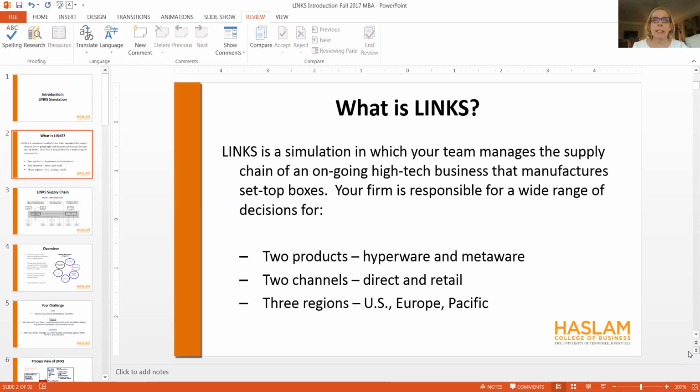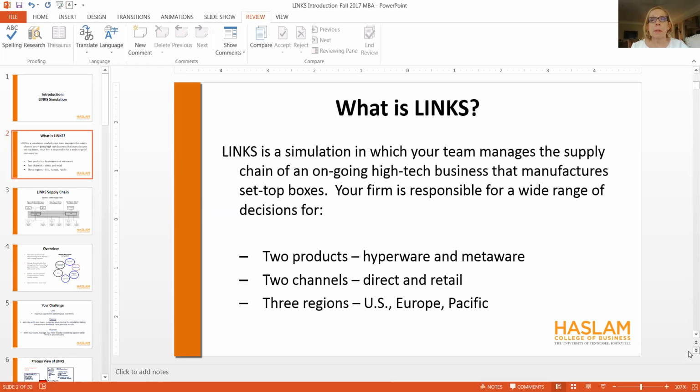Your particular company is going to manage or manufacture two different types of set-top boxes. Those two products are hyperware and metaware. And those two products have similar raw materials, and they have a similar subassembly. In terms of raw materials, they both have two raw materials, one that's alpha, one that's beta. And if you've looked at the manual for the link simulation, you'll know that those products are fairly commonly available. They're what we would refer to as a commodity.